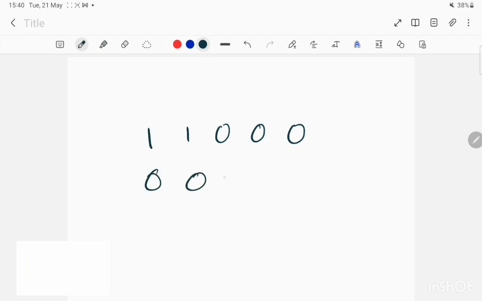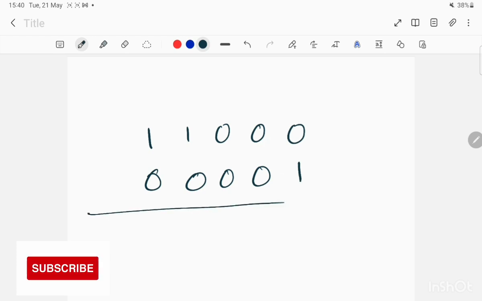Say we have 1 1 0 0 0. Let me write it a little with a gap. And we have 0 0 0 0 1. We need to subtract it. So how will we do it? Start with the first column, this column. So this thing is 0, so obviously we need to borrow. So how will we be borrowing?